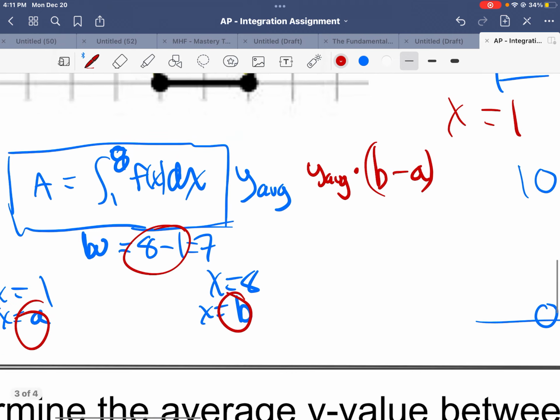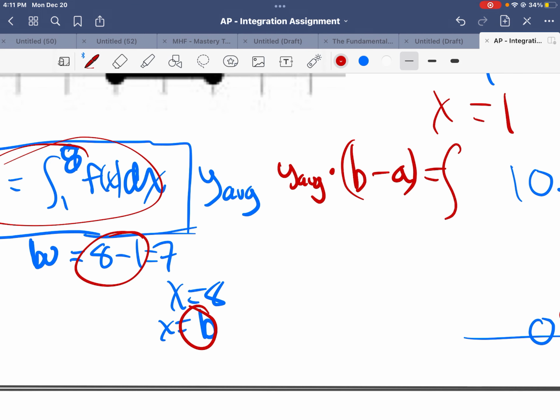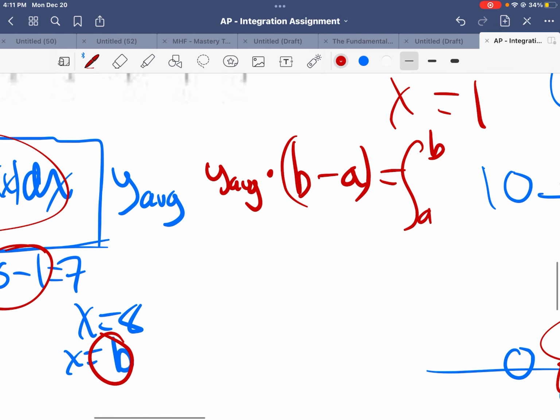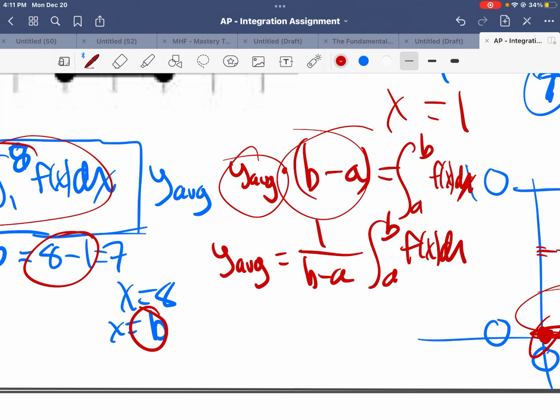And then that's going to equal this area, which is just the integral from a to b of f of x dx. If I want to isolate for y average, I just need to divide both sides by b minus a. Now, the way that the formula is usually written is this: 1 over b minus a, integral from a to b, f of x dx, because we know that multiplying by that is exactly the same as dividing the whole thing by that.